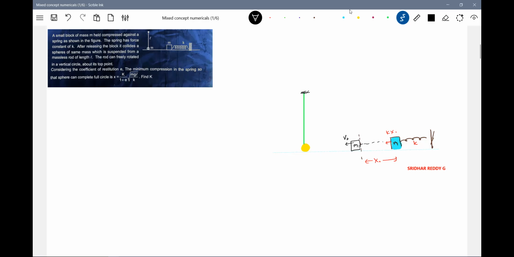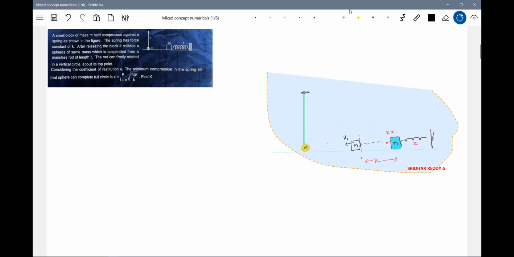A block of mass M held compressed. I think this is very important: is the block connected to the spring or not? I think the language matters a lot. Held compressed means just the block is in contact with the spring. Afterwards, it loses contact here. Then the block will come, and whatever the next diagram, it will collide with the bob and impart velocity to it. I can't show all the sequence of diagrams.